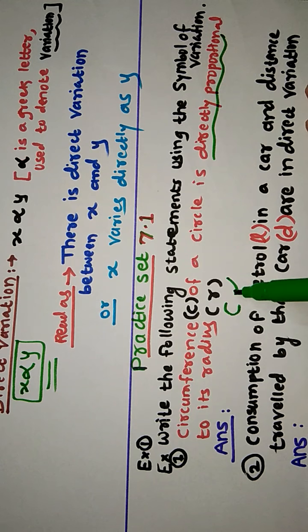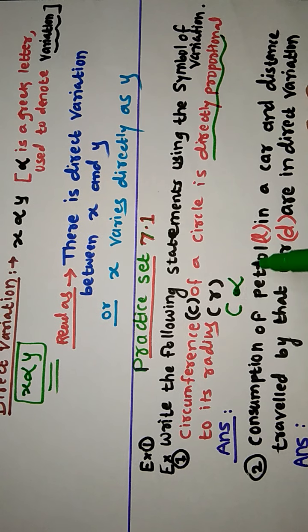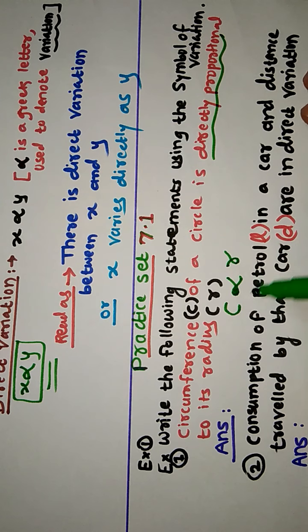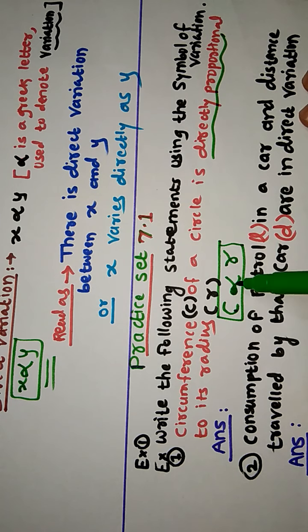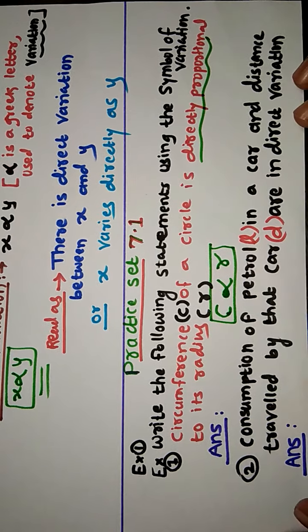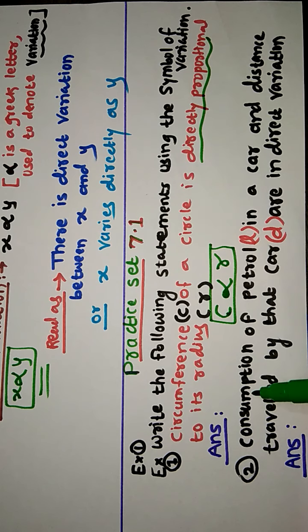The circumference C is directly proportional to its radius r. This is denoted mathematically as C varies directly as r, or there is direct variation between C and r. This is the symbolic notation.